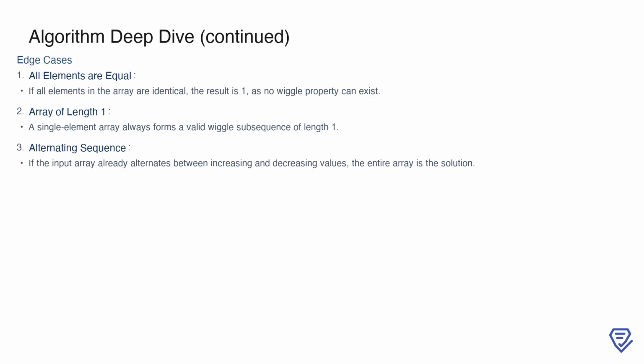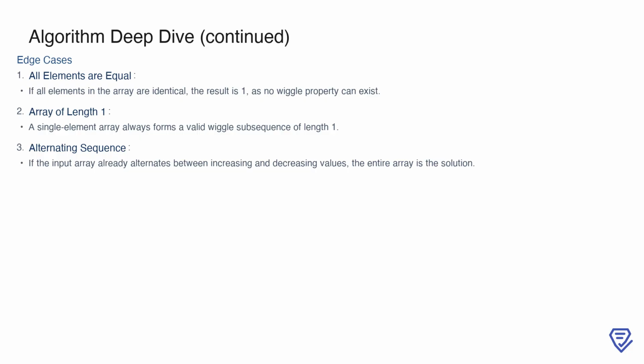Lastly, let's consider a few edge cases that are important to handle in this problem. First, if all elements in the array are equal, the result is simply 1, as no alternating differences can exist in such a sequence. Similarly, for an array of length 1, the result is also 1, since a single element array is inherently a valid wiggle subsequence.